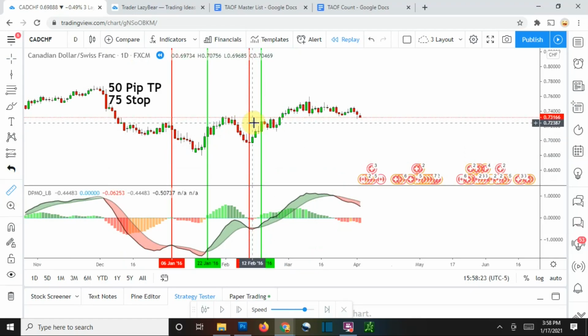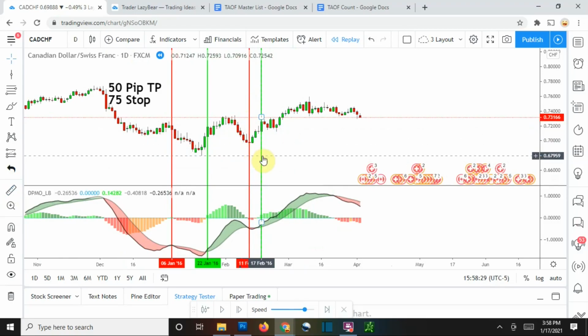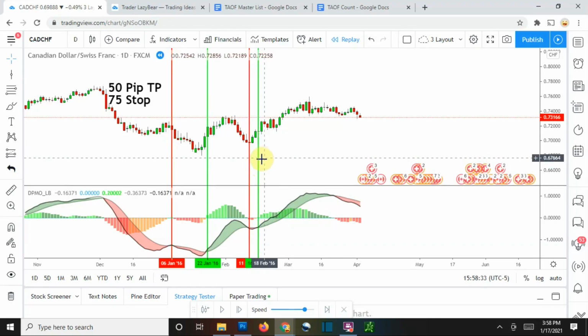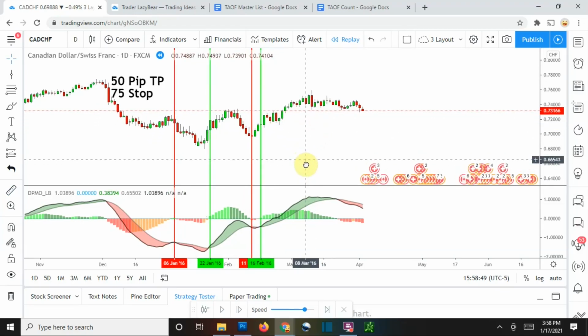Let's measure this out. Make sure we didn't get stopped out to the downside. Ooh, 118 pips. Yeah, unfortunately. Let's double check. Yeah, unfortunately. No, sorry, that's actually right there on that one. So that would have gotten us to take profit. There we go.